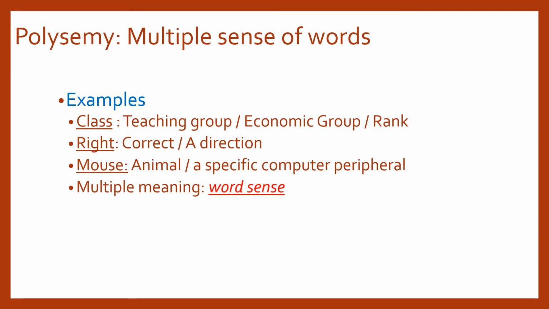Let's talk about the meaning of words. Often we see words which have several meanings. What we say is that they have multiple senses, and this is called polysemy. So for example, when you hear the word class, if only this word is there, we are not sure whether we are talking about a teaching group, an economic group, or some sort of rank.